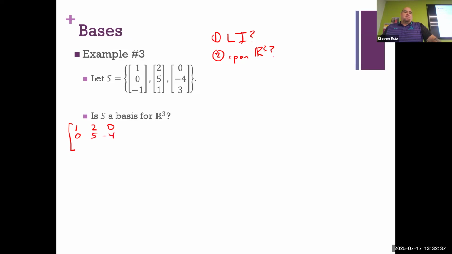0, 5, -4, -1, 1, 3. What's a good first move here? Row 1 plus row 3. So we already have a 0. If I add row 1 plus row 3, I get 0, 3, 3. Would it hurt your feelings if I did this?